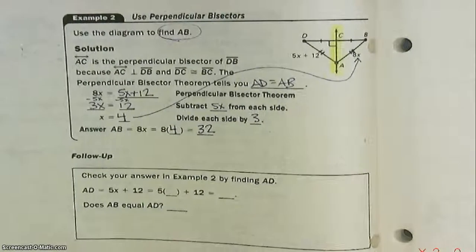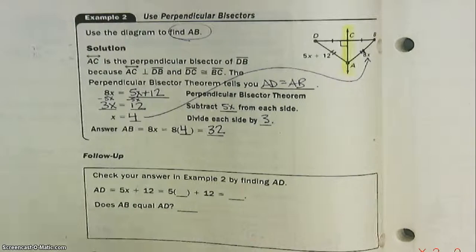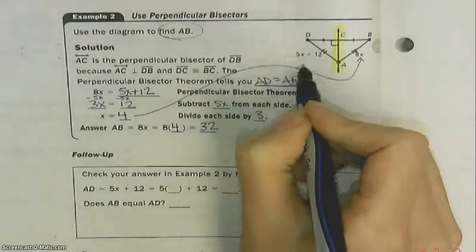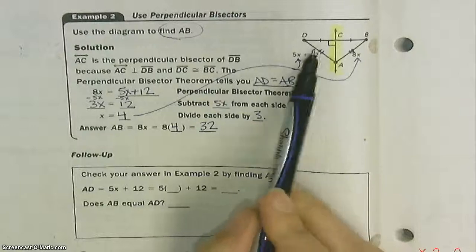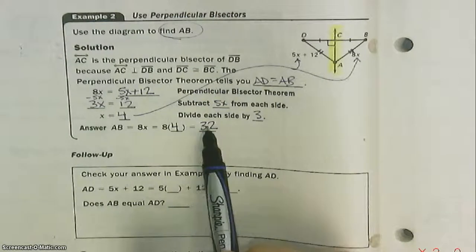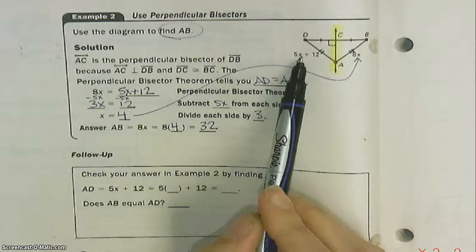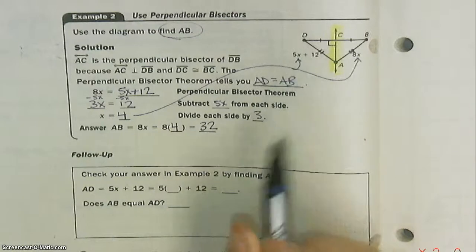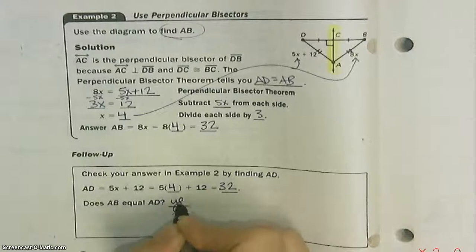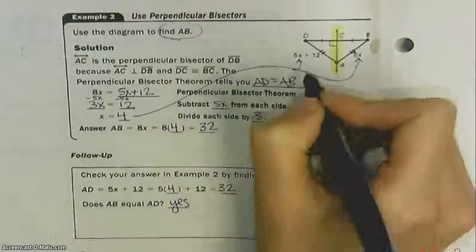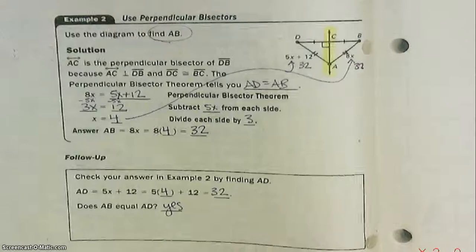Now the follow-up says check your answer in example 2 by finding AD. So let's also plug in x right there. Now we know these are supposed to be equal, so I hope we get 32. So 5 times 4 is 20, and 20 plus 12 is 32. Awesome. We know we did it right because this was 32 and this was 32.